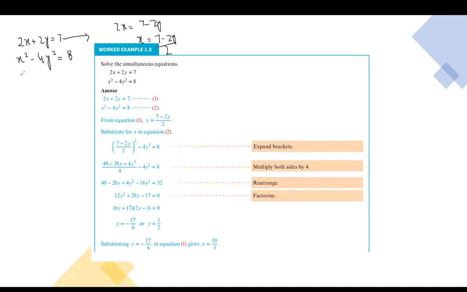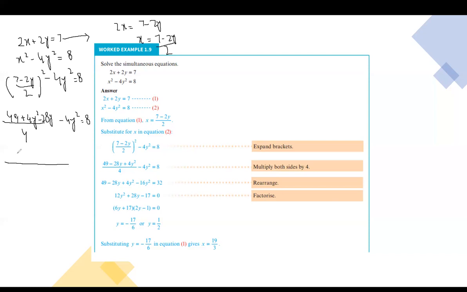Putting the value of x in this equation. So x is (7 minus 2y) divided by 2, whole square, minus 4y square equals 8. Now it must be 4. 7 square is 49. Now 49 plus 4y square minus 2ab, which is minus 28y, and minus 4y square equals 8.